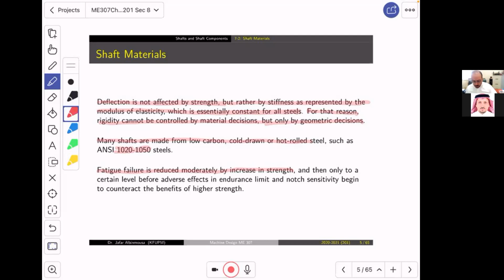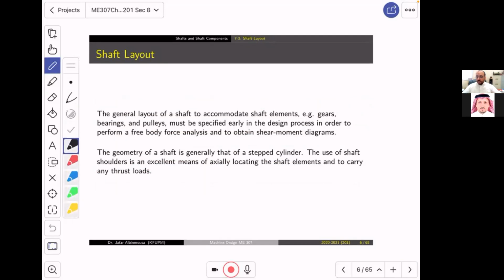So shaft as a layout, ya shabab, in general, they are designed to accommodate elements. It's not the main purpose. The purpose of the shaft is to carry things. Those things are the things that do the job.